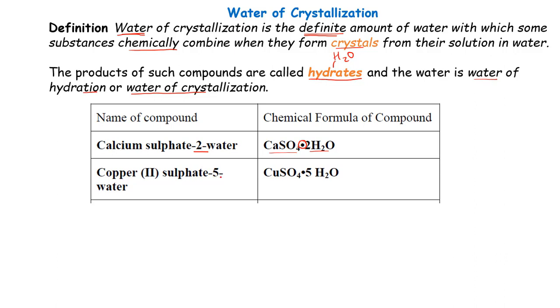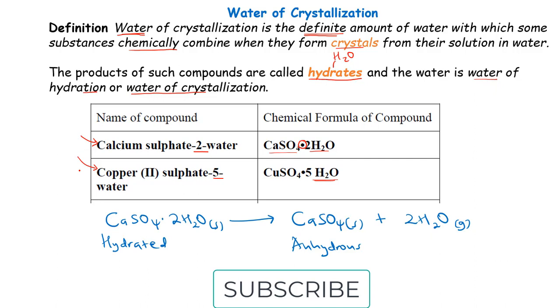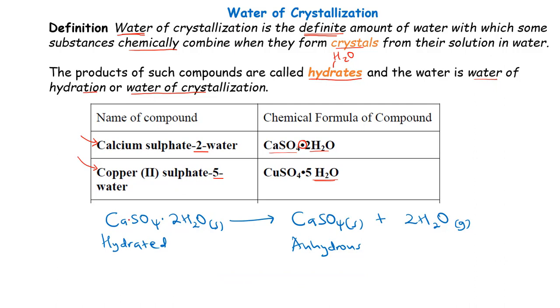We also have copper(II) sulfate, 5 water. At least this one is quite common in our chemistry setting because we know it's well used in testing for the presence of water. So what usually happens whenever these compounds or substances that have water of crystallization are heated? Obviously, water and heat are kind of arch enemies or rivals. So whenever we heat calcium sulfate, 2 water, for example, it will decompose to form calcium sulfate plus water vapor, which is our steam.